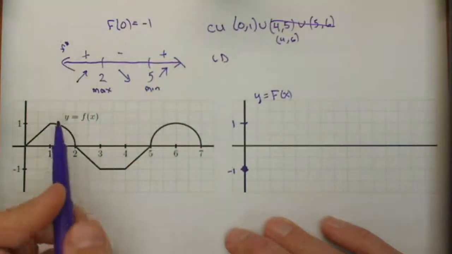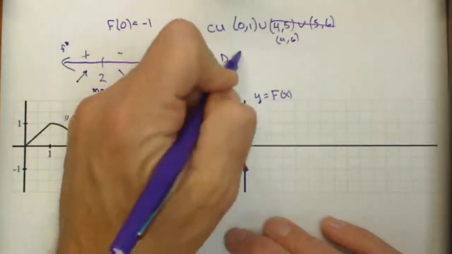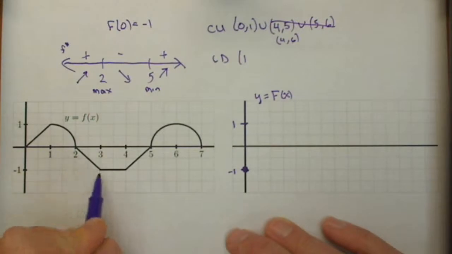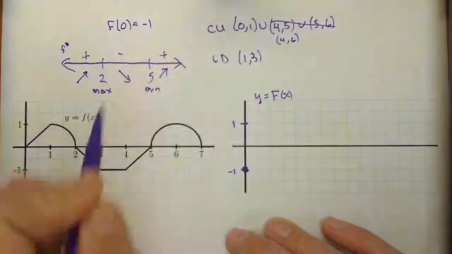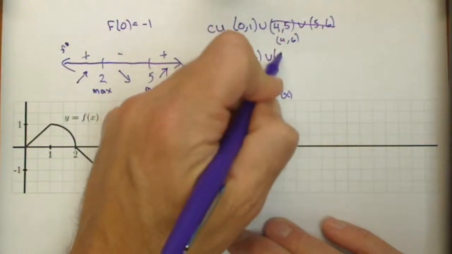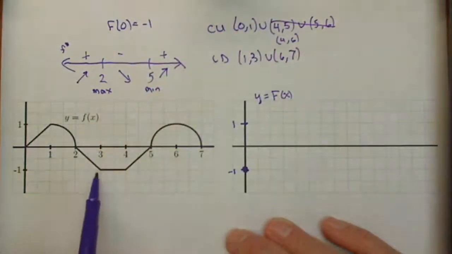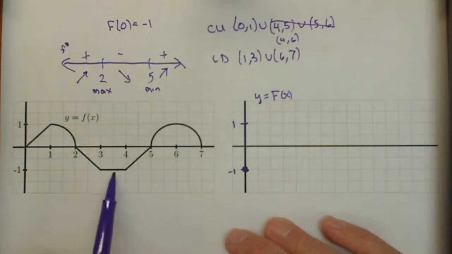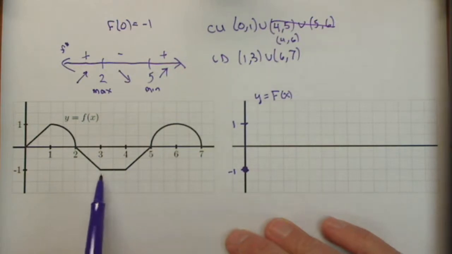Concave down, wherever our derivative is decreasing. So from 1 to 3, and from 6 to 7. Now we have an interval that we didn't include in concavity, and that's from 3 to 4, but notice that our derivative is horizontal. There will be no concavity there. Okay, so if it's horizontal, that means that's going to be a linear piece in our original function.